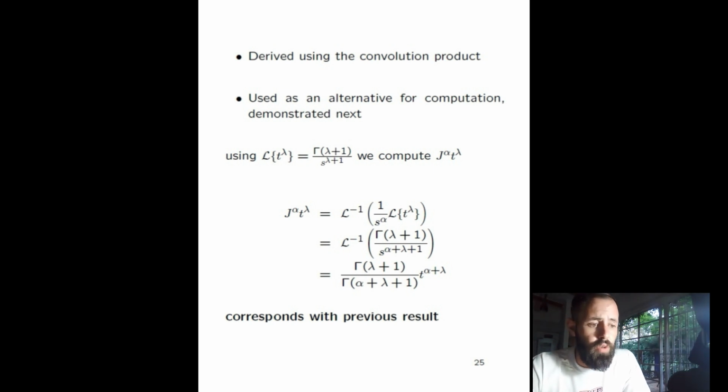for computation. So basically here we quickly compute the alpha order integral of the power function t to the lambda, and in three steps you can see we have obtained the result, which is a much quicker way as opposed to using the Riemann-Liouville definition in some ways.